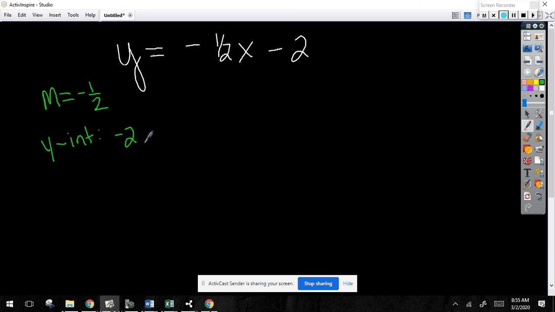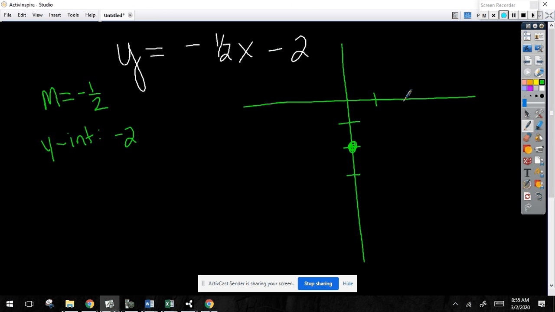Negative 2. Watch your signs, okay? Plot the y-intercept. First step. Down to negative 2. Anybody confused by that? Now, start at that y-intercept and do your slope. So we'll go down 1 and right 2. Now, because that slope is negative, it should look like a downhill whenever I graph it, right? And it does.